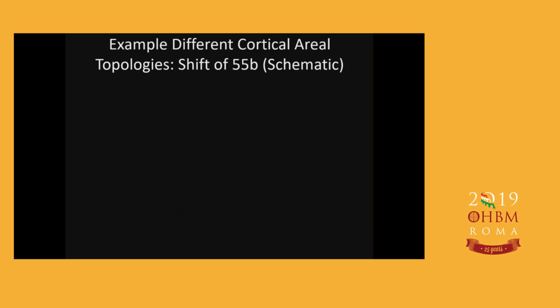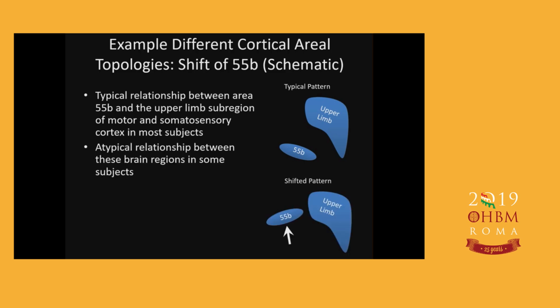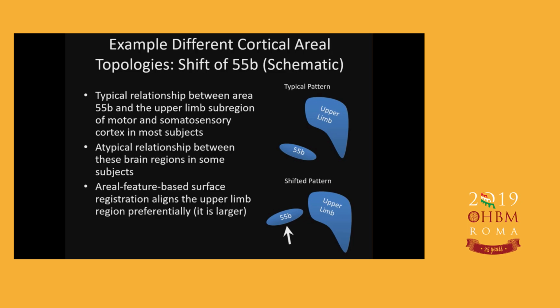All right, on to individual subjects, the last topic. So I want to focus on atypical cortical areas here. We'll use 55B as our example again, and I'm going to show you a shift of 55B. So first, the typical relationship between 55B and this sort of comma-shaped upper limb sensory motor region. So normally 55B points at the comma's tail, but in some subjects it actually is shifted up and points at the head of the comma here.